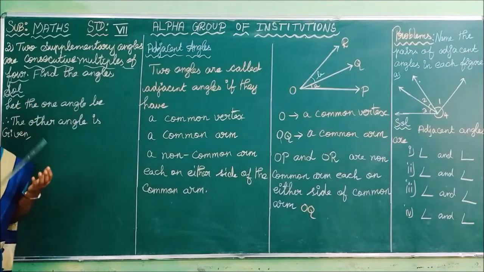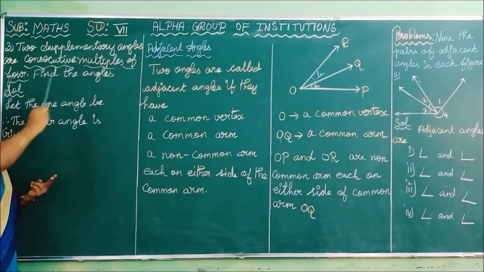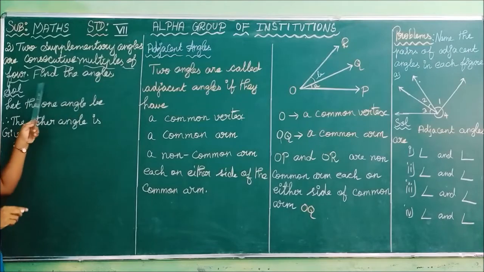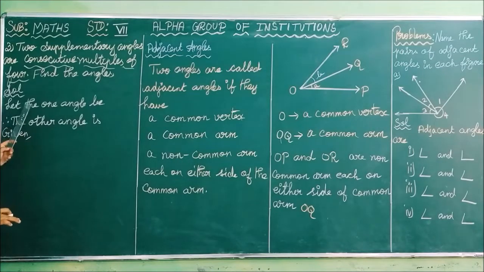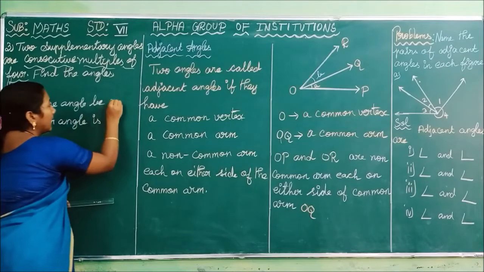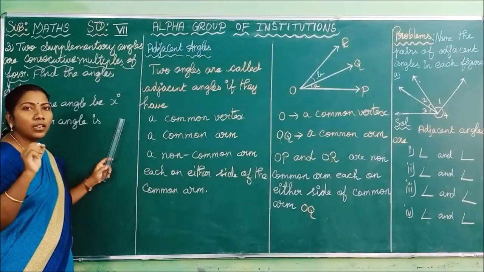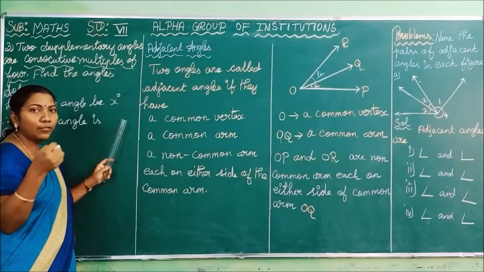Okay. So what are the two data given in the question? The angles are supplementary and also they are consecutive multiples of 4. So we have to find the two angles. As usual, we have to take the unknown angle as any variable. So let one of the angles be x degree. Since the given two angles are consecutive multiples of 4, they differ by 4.